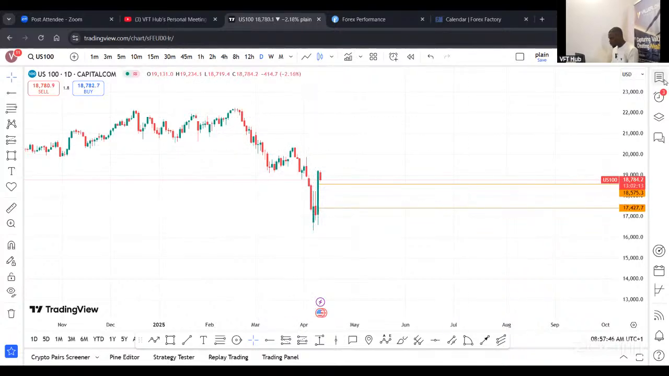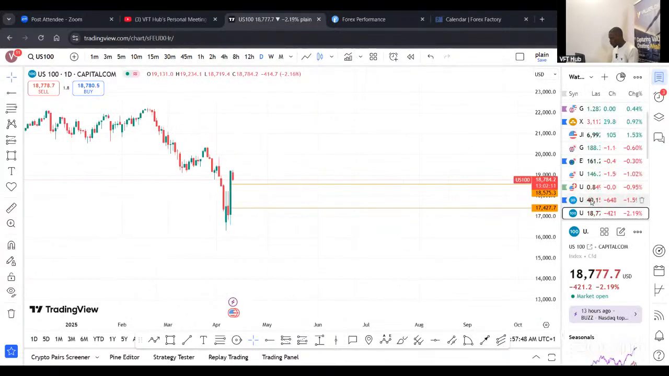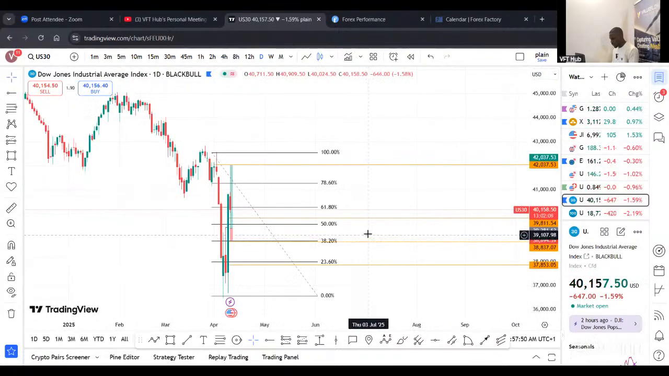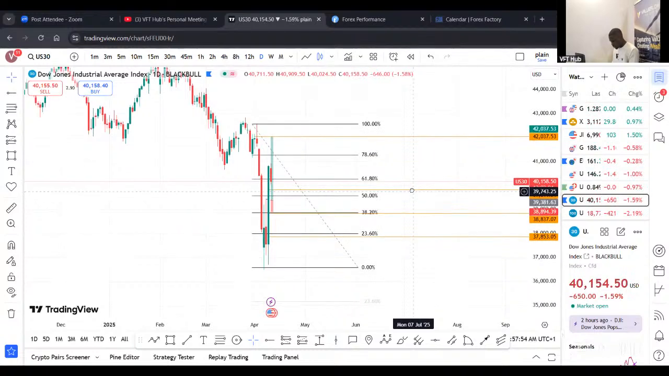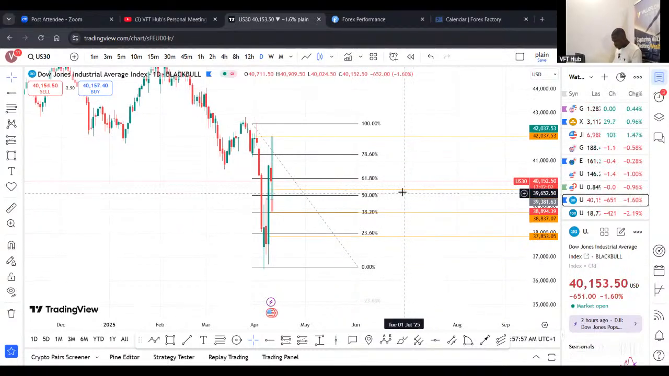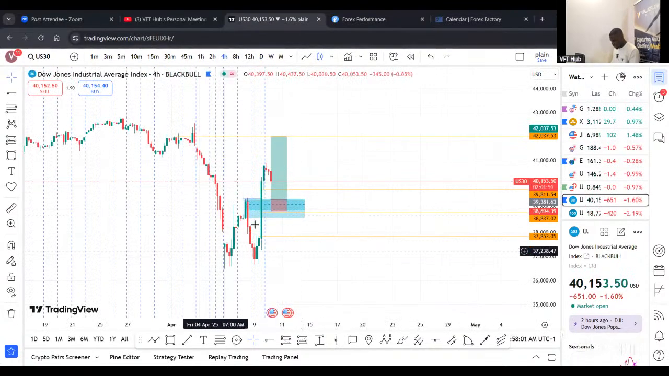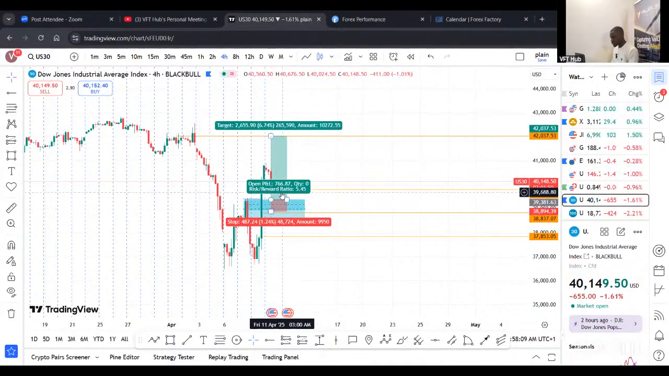However, let me put on US 30. Okay. All right. So what we have on US 30 is also looking almost the same on the 4-hour time frame. Let me look at 4-hour time frame. Yeah, this is what is making me... We've seen a retest on this order block, and then price pushing to the upside, violating this breaker block, and expect price to come back again.